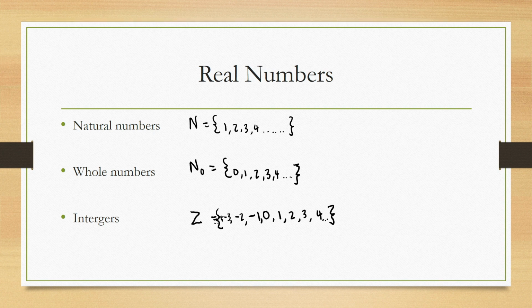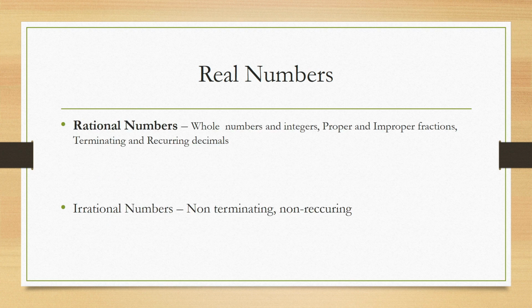It's basically a set of number system that also includes your negative numbers. Okay, so guys, this basically forms the background of the type of numbers that you must know in order to understand your real number system. So when it comes to real numbers, they are basically categorized, or divided, into two sets of numbers: your rational numbers as well as your irrational numbers.